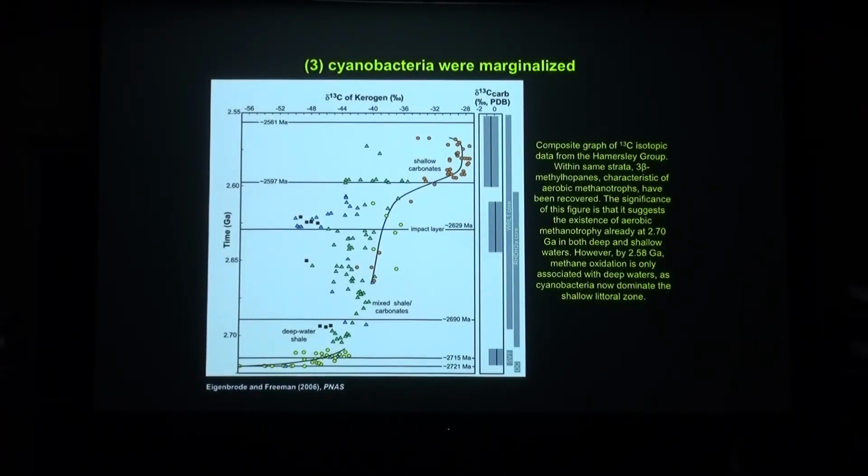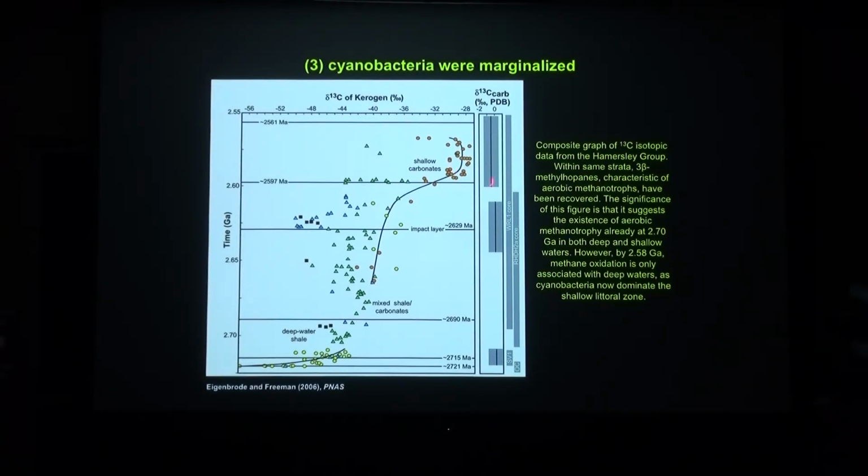Now, another point is that maybe the cyanobacteria weren't starved, they were just marginalized. In short, this is one of my favorite figures because it shows the carbon isotope fractionation in kerogen over 150 million years. The take-home message is, whether you're in deep sea or shallow water, the isotopic fractionation is very low, suggesting that you had methane productivity and methane oxidation. By the time you get to 2.6, we see only methane production in deep water, not in shallow water.